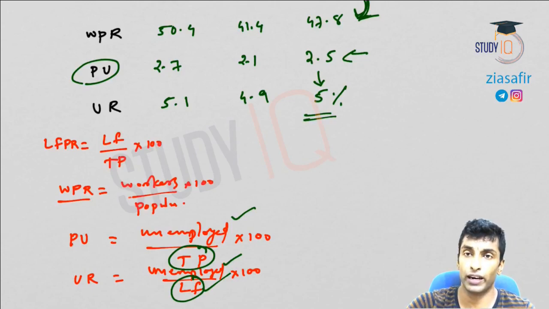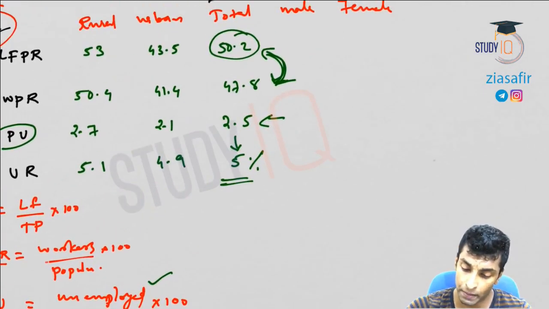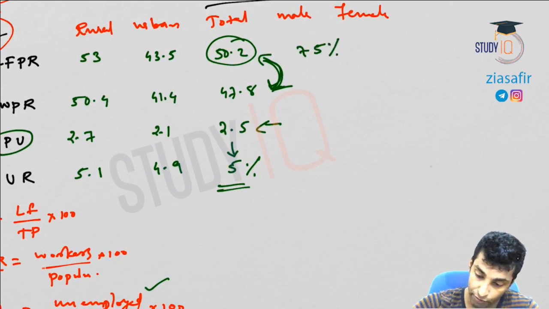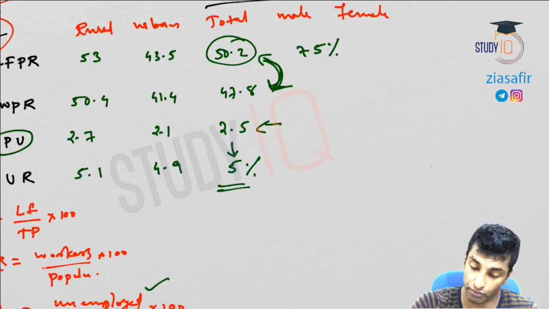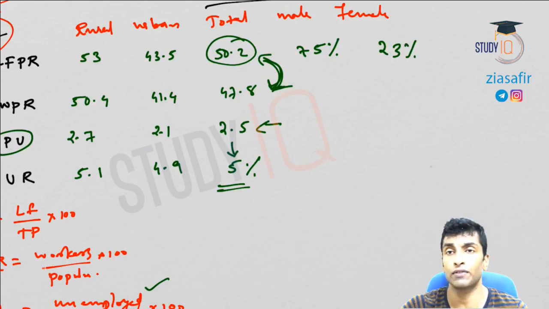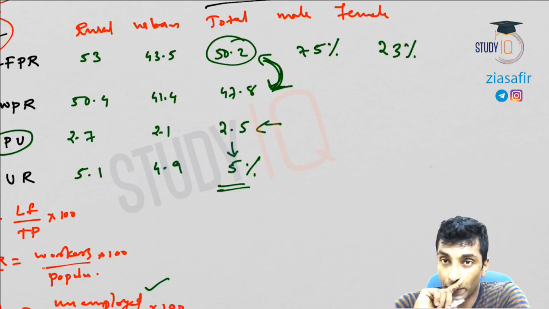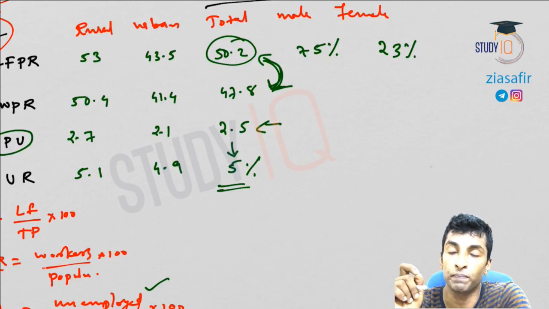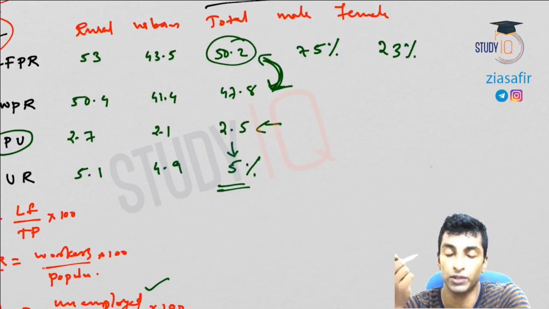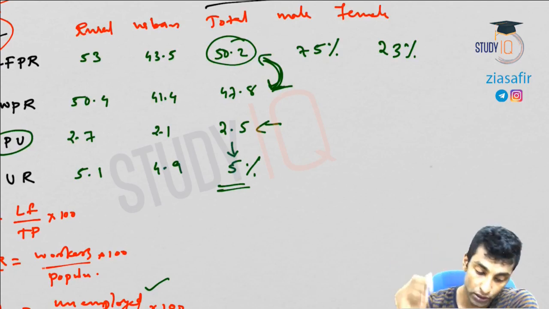So I hope you understood what I did. Otherwise, you can directly write this. Male, if you see 75% LFPR, 75% of male are part of LFPR. Female 23%, and that itself is actually the biggest problem. Only 23% female are ready to work. Forget about how many are employed. Only 23% are ready to work, whereas in case of male 75% is part of labor force.